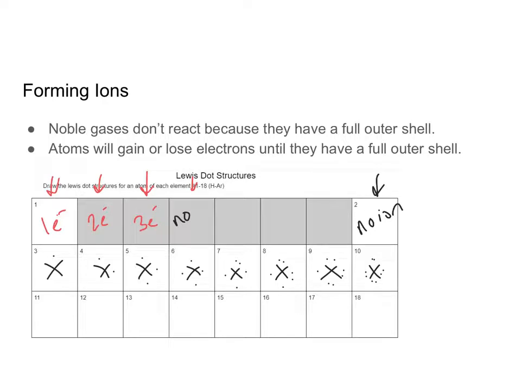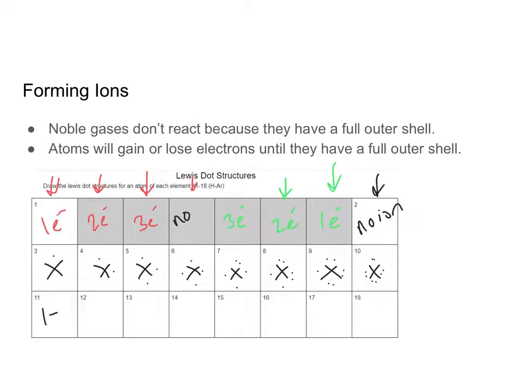In this column, these have 5 valence electrons. So they can either gain 3 or they can lose 5. And so these are going to gain 3 electrons. They're going to bring in those 3. These ones here have 6 valence electrons, so they can either lose 6 or they can gain 2, and so they're going to gain 2 electrons. In this column here, they're going to either lose 7 or gain 1 electron, so they're going to gain 1 electron.